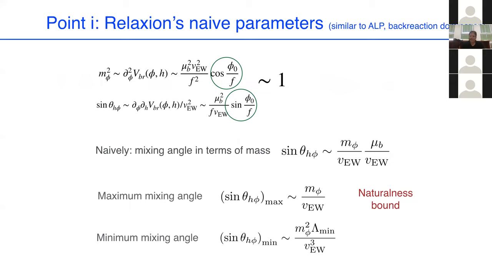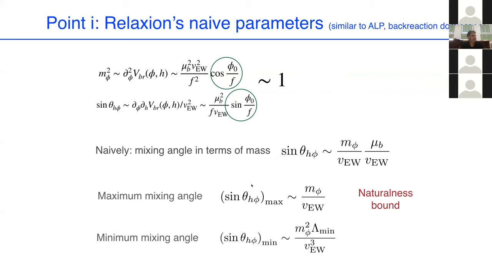So let's pretend that we're trying to naively understand the parameter space of this theory. So we have this cosine potential. We are very familiar with that because everybody knows the QCD axion, and we know that it's easy to understand what the mass and the coupling are, because we just look at the back reaction potential. The back reaction potential was something like mu_b squared h dagger h cosine phi over f. So for example, if you want to get the mass, we just take the second derivative with respect to phi at the minimum. This is the way we do it for a QCD axion. If you want to look at the mixing angle, again, we need to look at the 2x2 matrix, and the off-diagonal term is one derivative with respect to phi, one with respect to Higgs. Once we have this, we found everything.